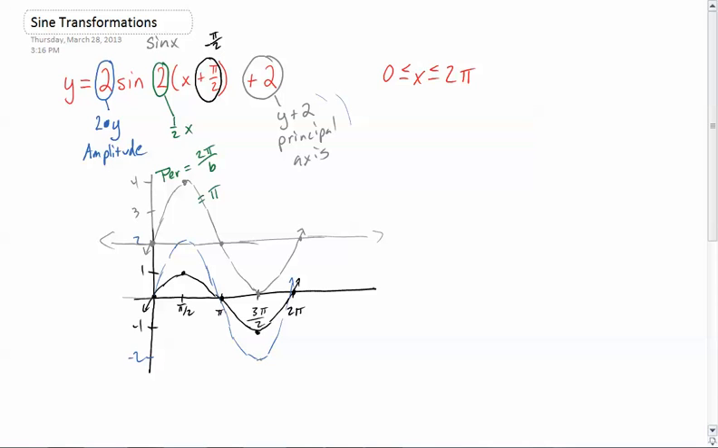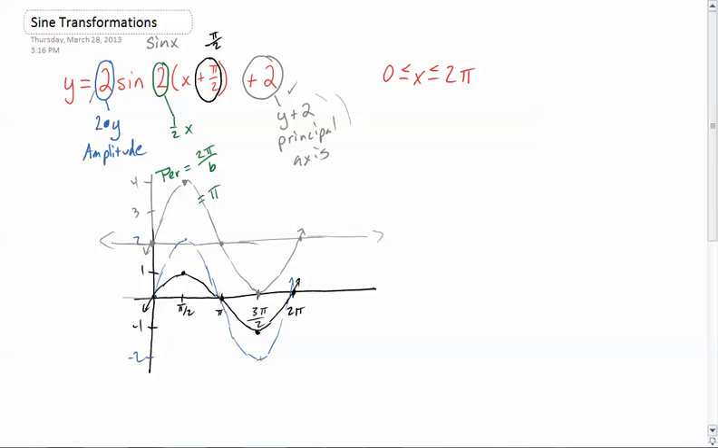So the 1 went up to the 2, the negative 1 went down to the negative 2, the 0 stayed the same. So I did this first, check, and then I went over and I did the principal axis. I shifted everything up 2 spaces. This was at 0, went up 2. This was at 2, so it went up 2. 0 up 2, negative 2 up 2 to 0, and so on and so forth.